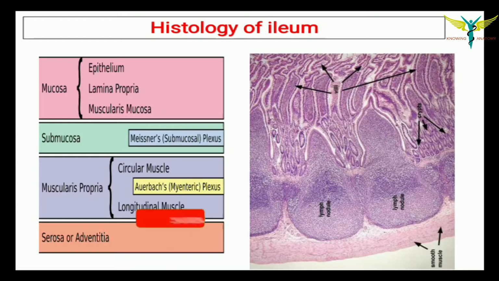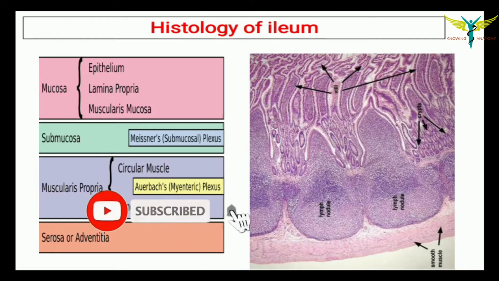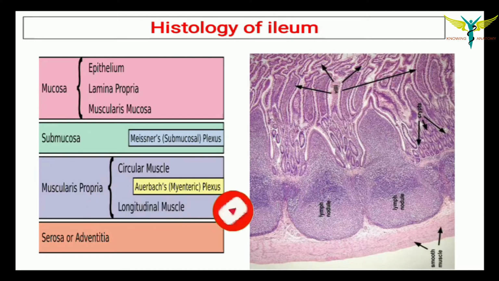Hello guys, welcome back. In this video, we are going to learn about the histology of the ileum. The ileum is the terminal part of the small intestine. The ileum, as that of jejunum and duodenum, consists of 4 layers: the mucosa, submucosa, muscularis propria and the serosa. The mucosa has 3 layers: epithelium, lamina propria, muscularis mucosa.